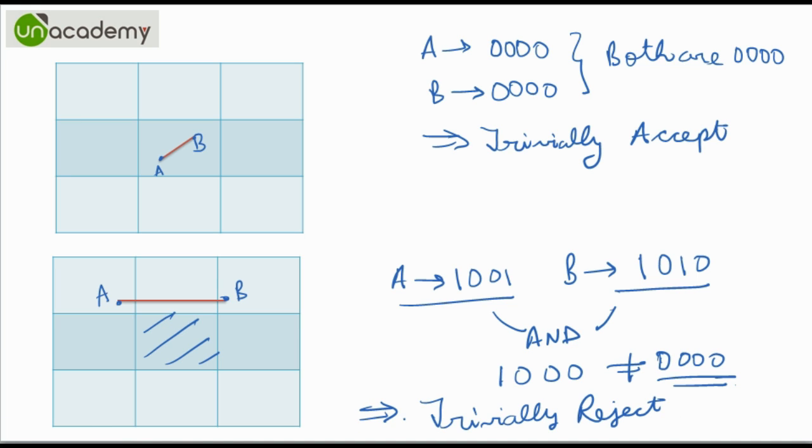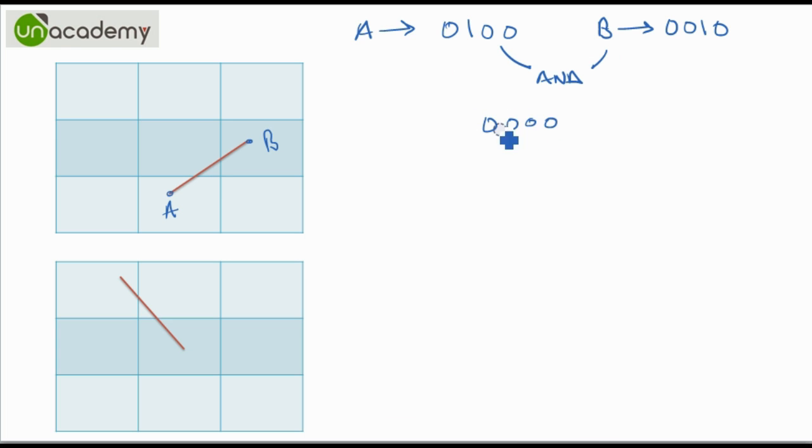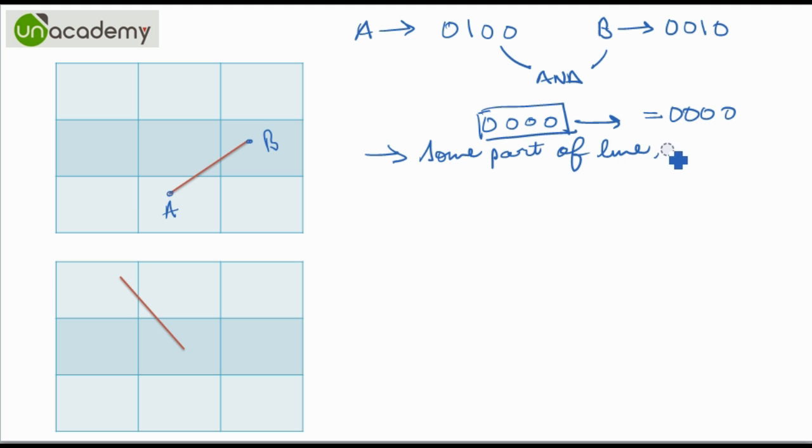Let us take some more cases. Here we have a tricky case. This point is A, this point is B. For A, the code is 0100, and B's code is 0010. Now we take the AND, since both are not 0, and after ANDing both the codes, we have all 0. This means there is some part of the line inside the viewing window.